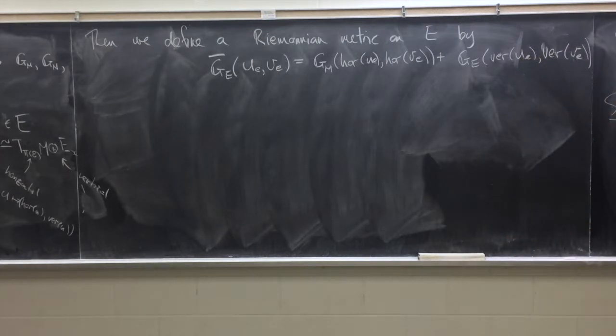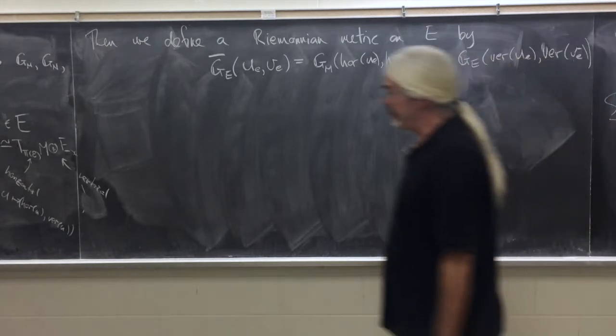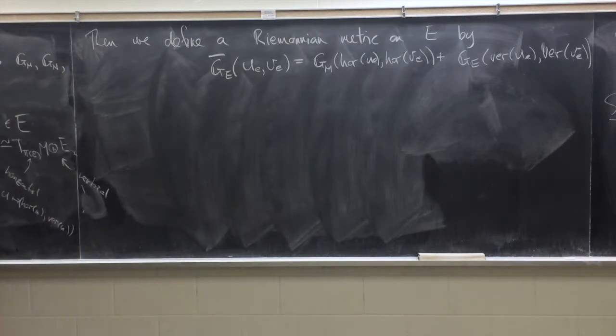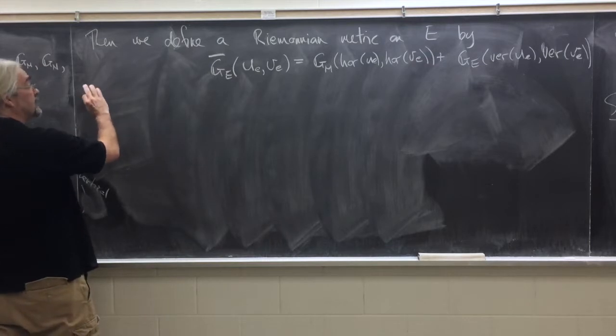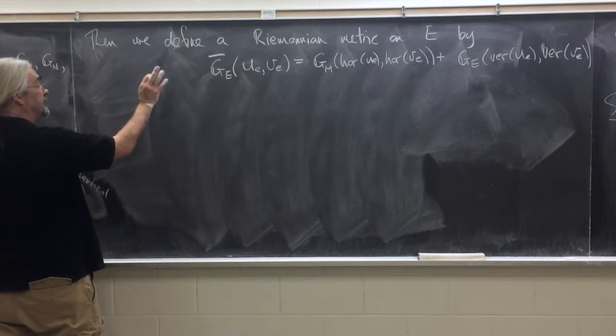Okay, so what this does is it gives you an inner product on each of these subspaces, a horizontal and vertical subspace induced by g_E and g_M, and then declares that those subspaces be orthogonal. Right. Okay, all right. So that gives us a Riemannian metric on E.